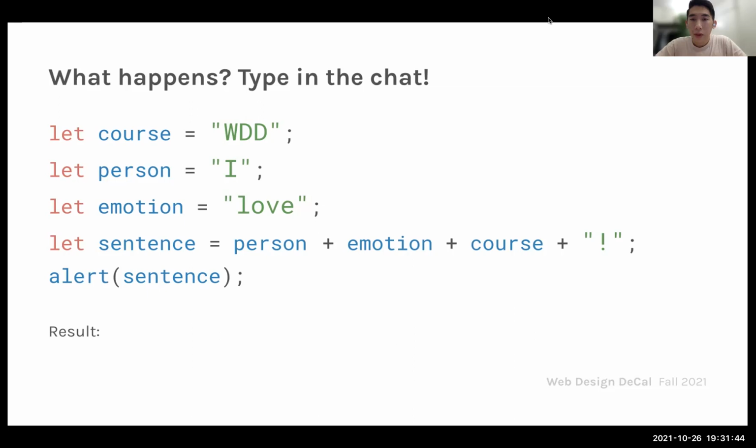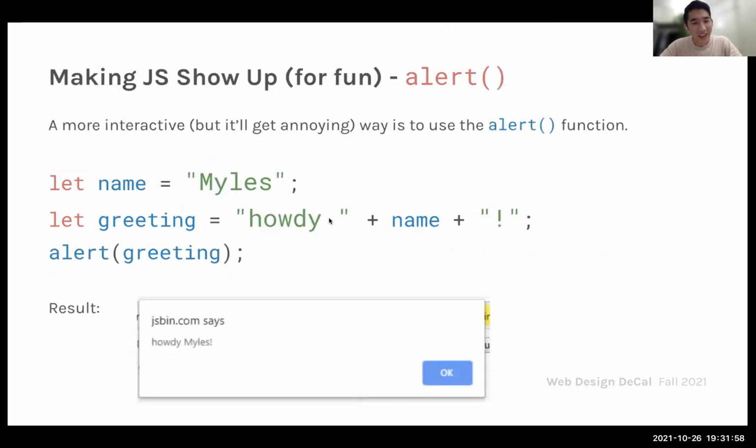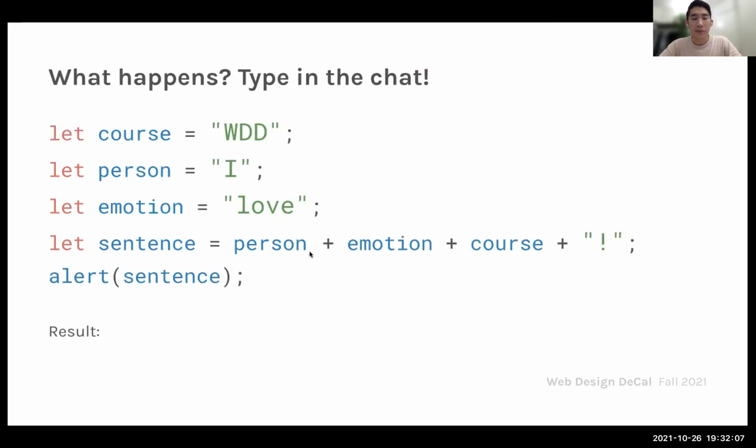Yeah, all of you are very close or correct. What would actually appear is "I love WDD" without any spaces. Correct, because each of these doesn't have a space in between. Whereas we saw earlier with the howdy example, we intentionally inserted a space so that there is a space when we alert that. However, here there's no space.